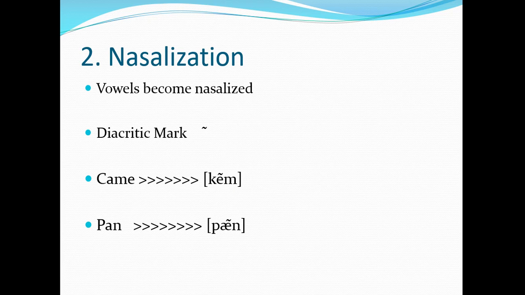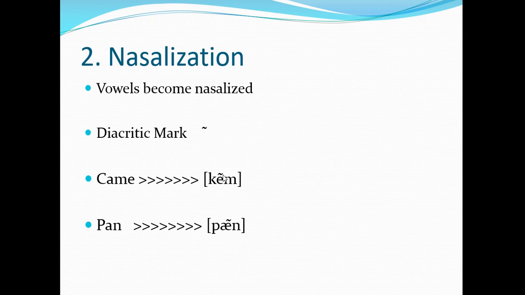So nasalization is then a predictable feature for vowels because it depends on the environment in which the vowel occurs, before the nasal sound, right? Nasalization is not predictable for consonant sounds since it does not depend on the environment in which the consonant sound occurs.